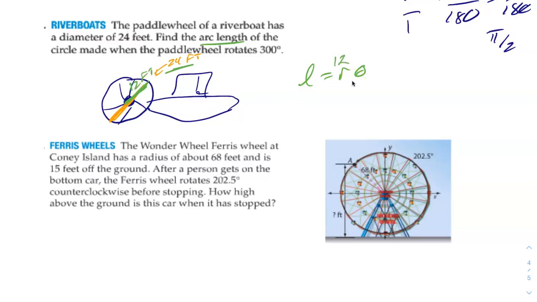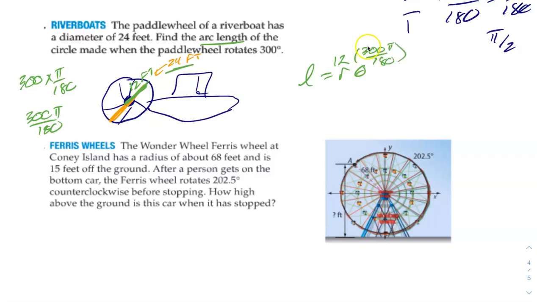Boom. And then the angle is 300 degrees. I need radians, so we can convert it. 300 times pi over 180. So I get 300 pi over 180. Now this is an application problem, so you don't need to worry about reducing because I'm just going to plug it into my calculator anyway to get the answer.